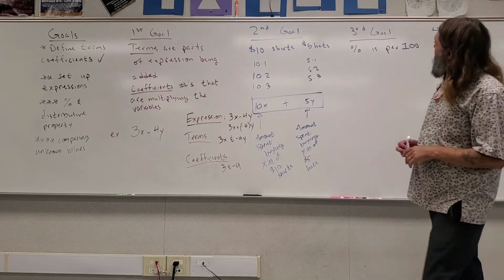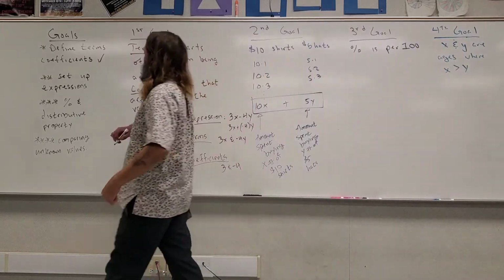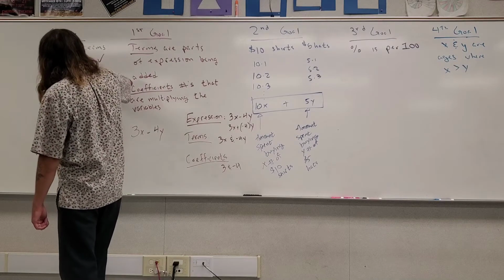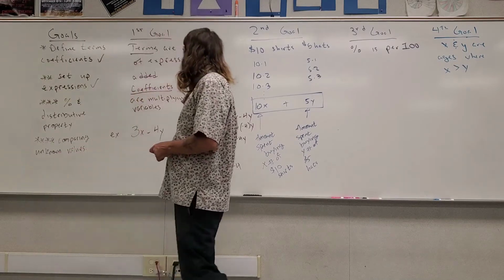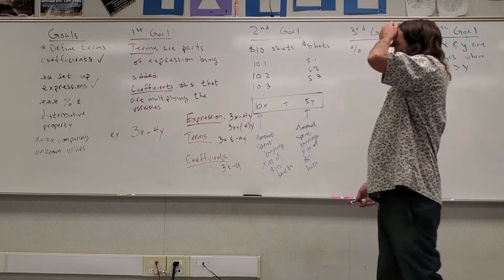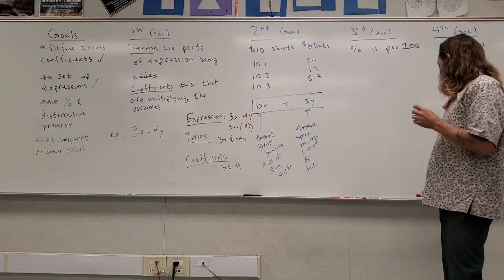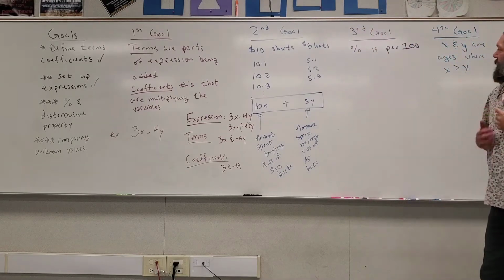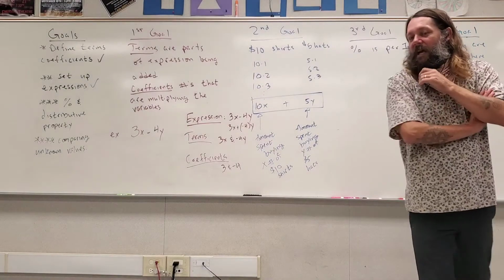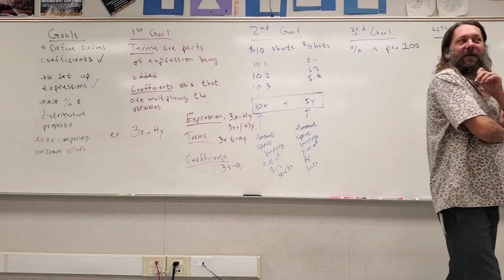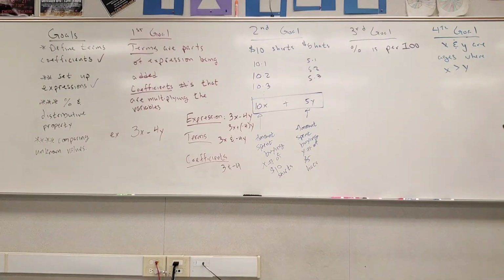Alrighty, so I'm going to check off our second goal. Our third goal, percent and the distributive property. So, percent means per 100, right? And I think this will be helpful to think about money.